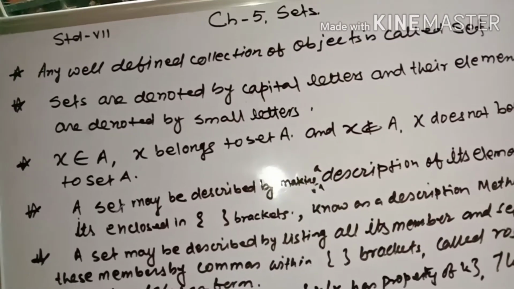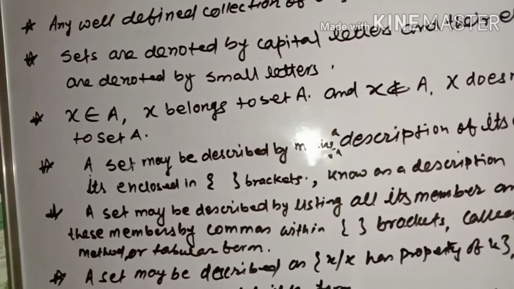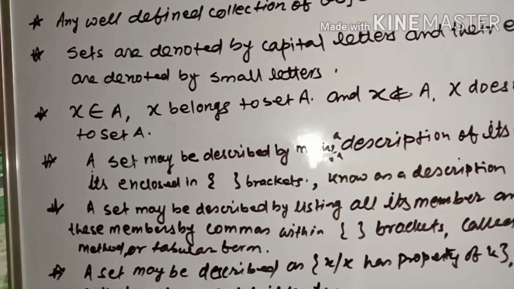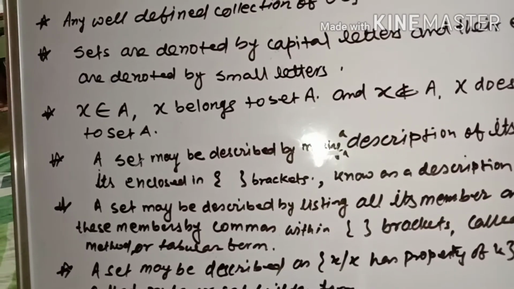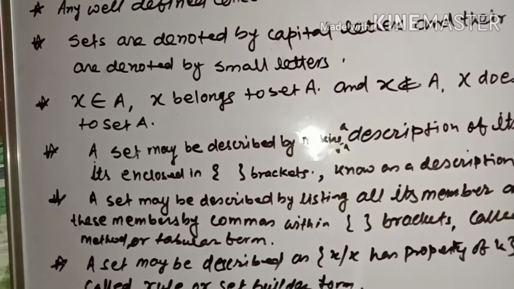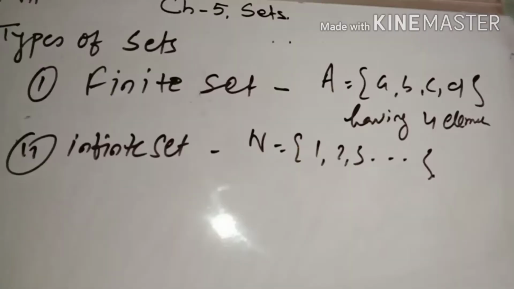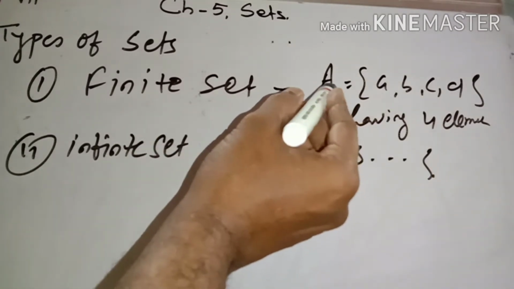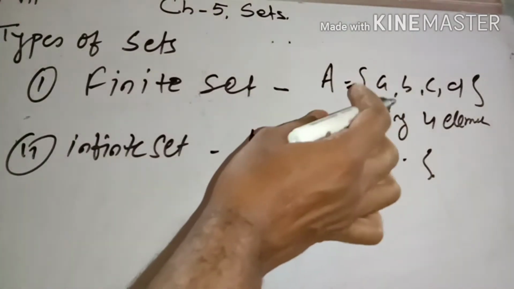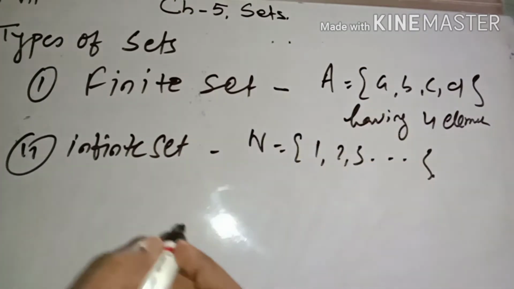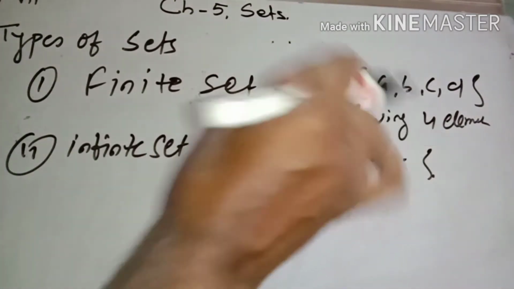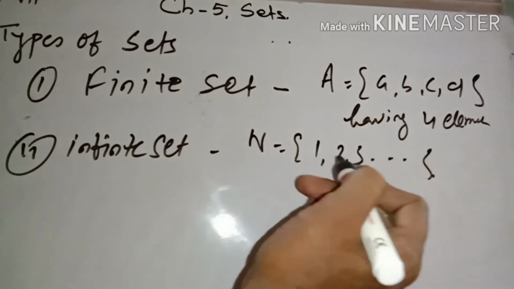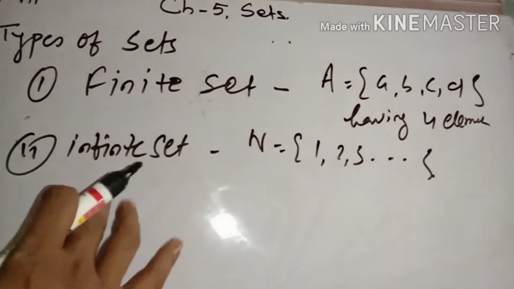Now apart from that, we are going to study types of sets. I have already told you what we mean by finite set, infinite set and singleton set. Once again I am going to discuss. Types of set means finite set. Suppose this is set A. In set A, the elements are A, B, C, D, having 4 elements. So this is finite, we know how many elements there are. Here infinite set, natural numbers 1, 2, 3 and so on, it is going infinite. So this is an infinite set.